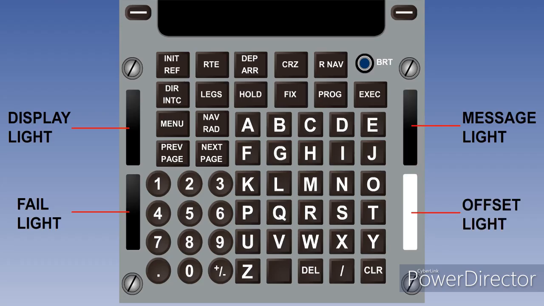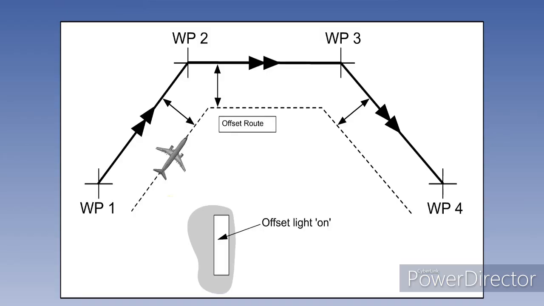Finally, there is a function in the FMS called offset. The aircraft can be programmed to fly parallel to, but a fixed distance from, the FMS programmed track. This could be used to avoid the turbulent wake of the aircraft ahead, for instance, or to increase separation from opposite direction traffic.